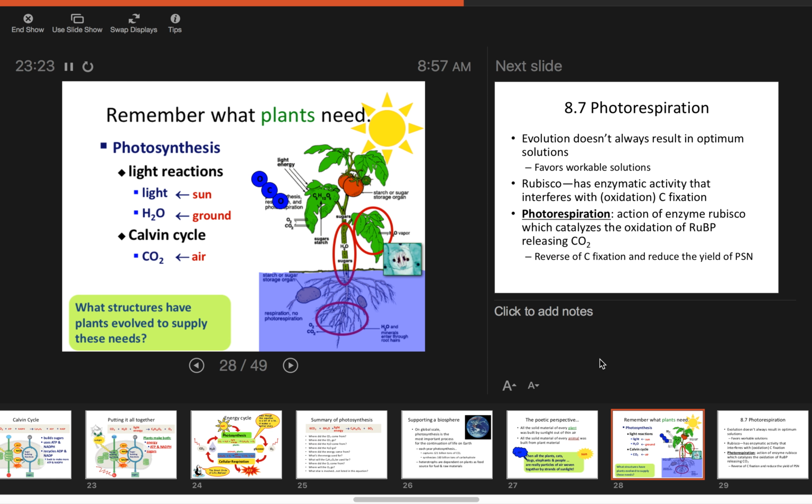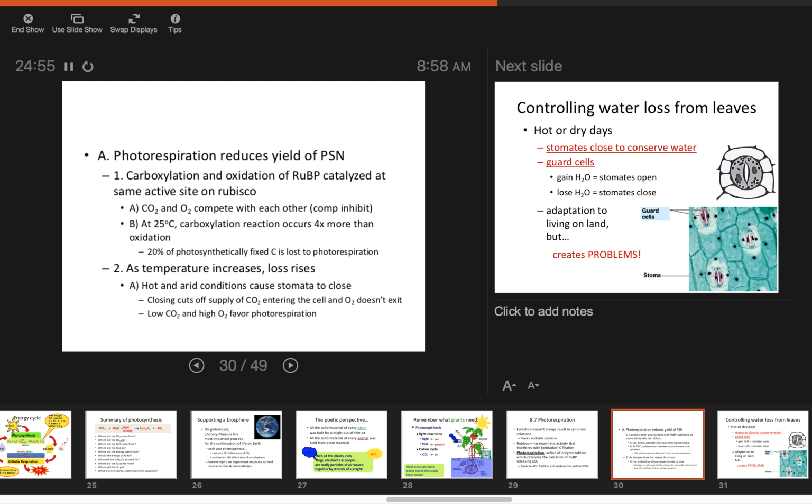So plants want CO2 to bind to Rubisco, okay? But oxygen competes for the same spot. And oxygen is a byproduct in the plant, so sometimes it doesn't leave the plant, stays in the plant, and it binds to this enzyme, and it just messes up the Calvin cycle.